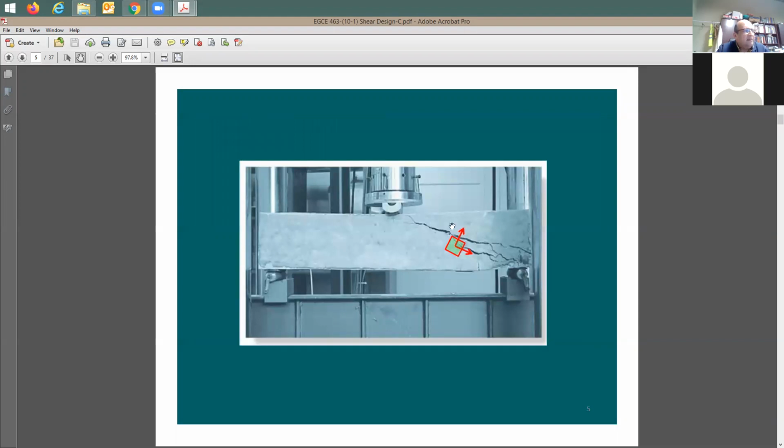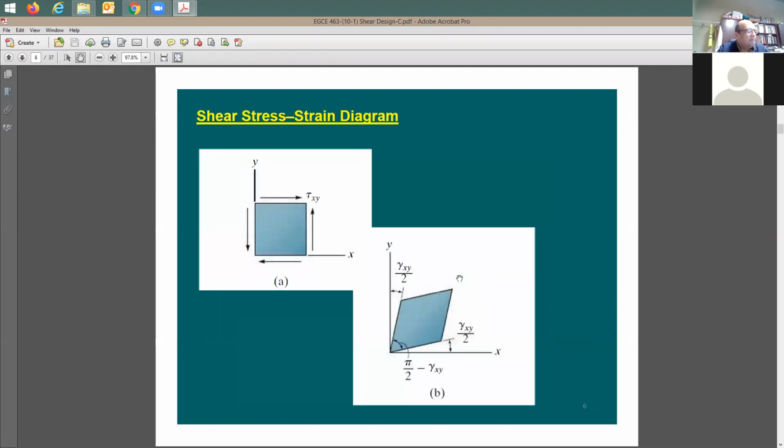Same thing, another beam tested here in shear. The principal stress here is going to be in this direction. The other principal stress, this is sigma one, this is sigma two. So sigma one is going to be in this direction, which is the larger value when it comes to tension force from the stress. So we understand here the meaning for the shear stress and strain.